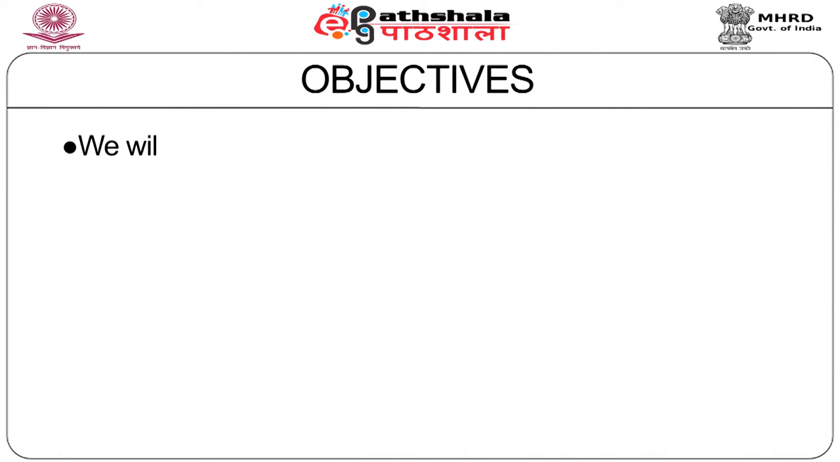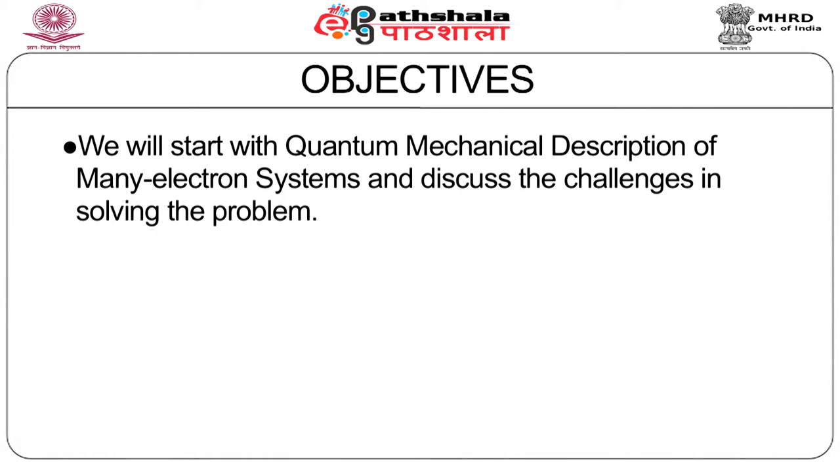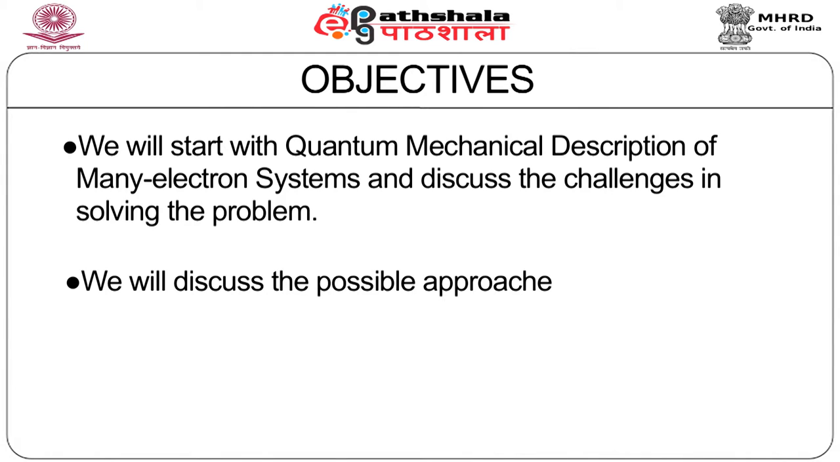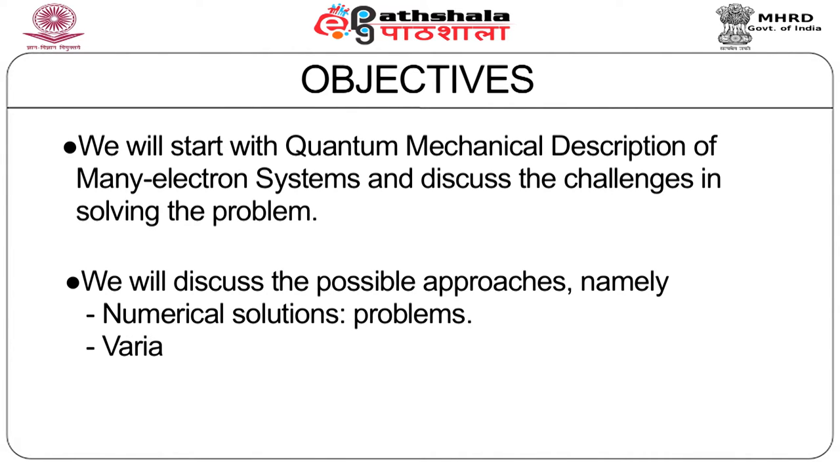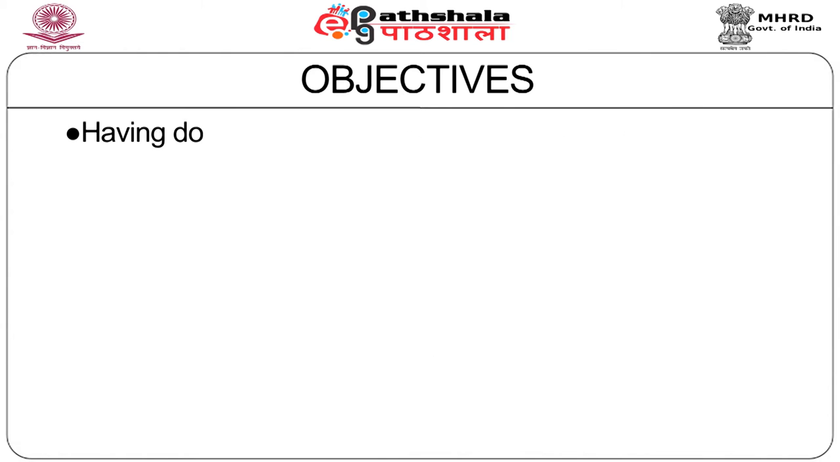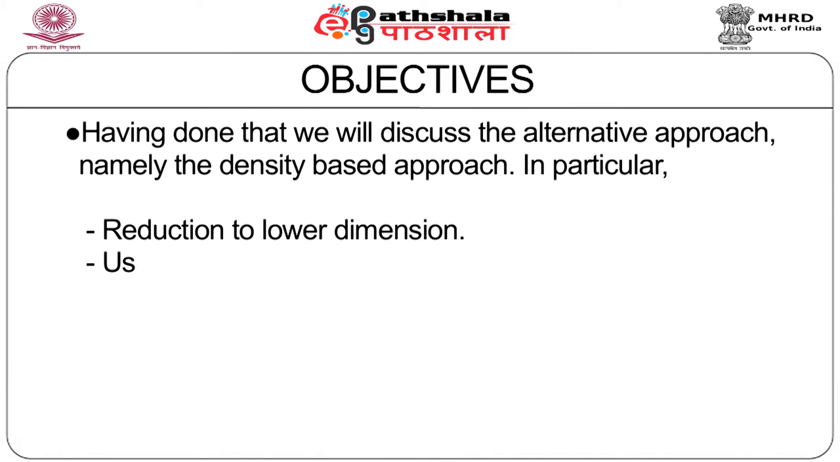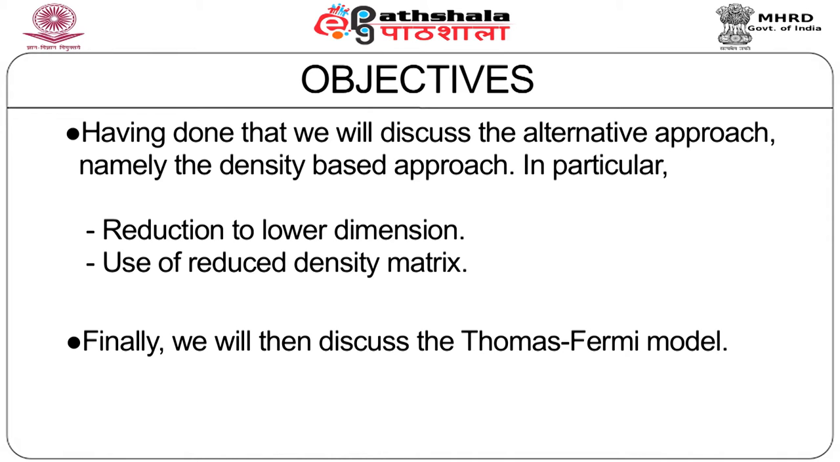In this lecture, we'll start with quantum mechanical description of many electron systems and discuss the challenges in solving this problem. Following this, we'll discuss the possible approaches, namely, firstly, the numerical solutions. We'll discuss the problems associated with it, and then the variational approach using trial wave functions. Having done that, we'll discuss the alternative approach, namely the density-based approach. In particular, we will discuss the following aspects: the reduction to lower dimensionality and use of reduced density matrices. Finally, we'll discuss the Thomas-Fermi model.